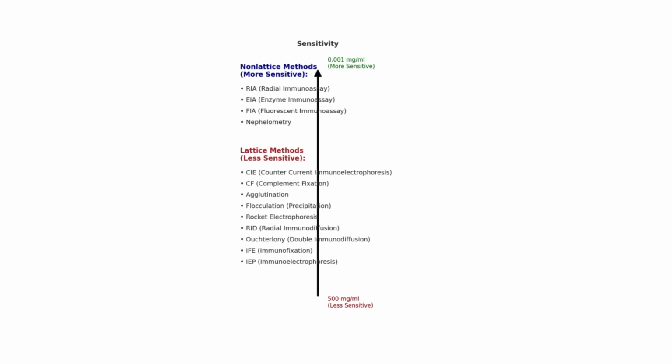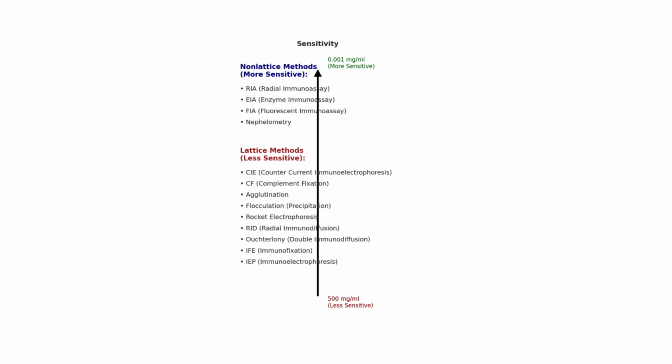When we evaluate test sensitivities, we divide methods into non-lattice and lattice techniques. Non-lattice methods are more sensitive. These include radioimmunoassay, abbreviated as RIA, enzyme immunoassay or EIA, fluorescent immunoassay or FIA, and nephelometry. These methods can detect substances at very low levels, close to 0.001 milligrams per milliliter.